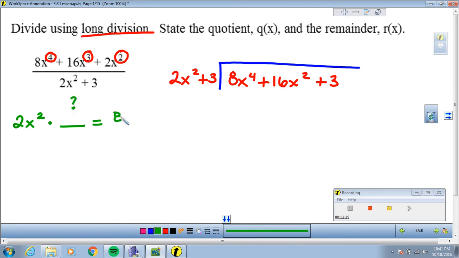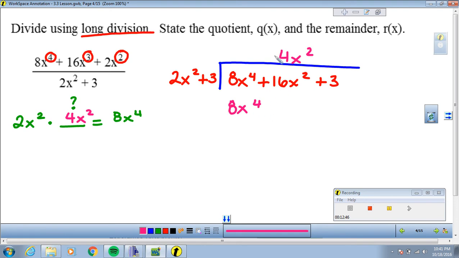It's going to equal the first term that is inside. So 2x squared times 4x squared would give you 8x to the fourth. So you would put here 4x to the second. 4x to the second times 2x squared, 8x to the fourth power.